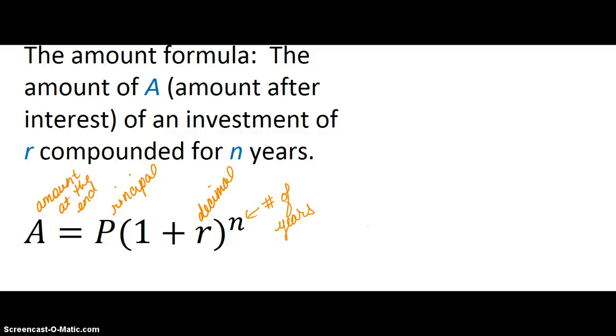Okay guys, so we didn't get to the amount formula in class today in enough detail, so I'm going to put these in, and I recommend that you watch these before you do problems 84 and 86. So the amount formula is the amount after interest of an investment compounded for n years. So let's look at an example.